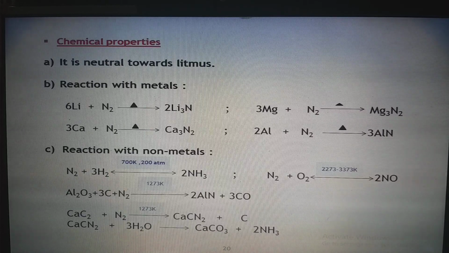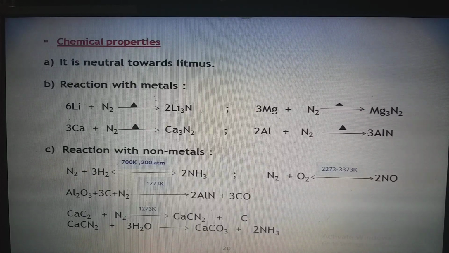Reaction with nonmetals. Nitrogen reacts with hydrogen at 700 Kelvin and a high pressure of 200 atmospheres to form ammonia. This reaction is used in the manufacture of ammonia by Haber's process. Nitrogen reacts with oxygen at very high temperatures ranging from 2000 to 3000 Kelvin to give nitrogen oxide. This reaction forms the basis for the production of nitric acid.